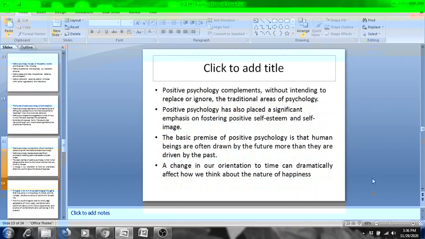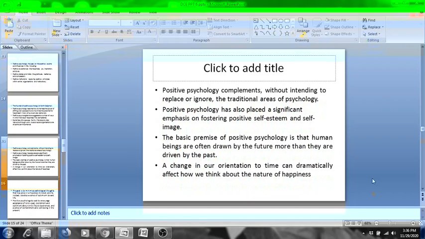Positive psychology complements, without intending to replace or ignore, the traditional areas of psychology. Positive psychology has also placed a significant emphasis on fostering positive self-esteem and self-image.